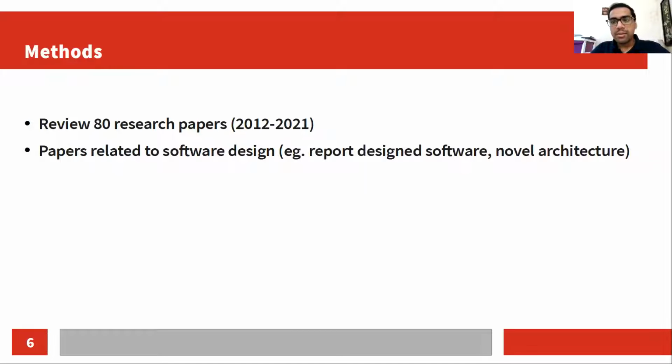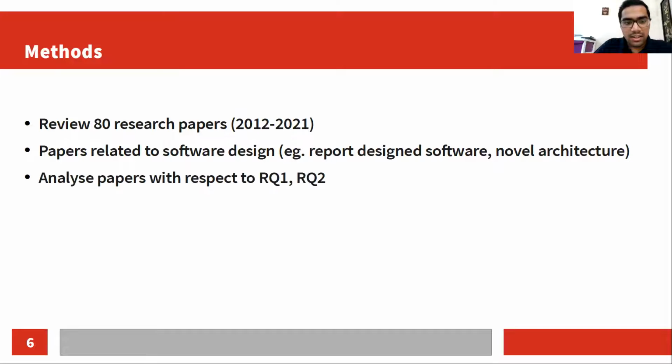The type of papers that I have selected are related to researchers reporting their newly designed software, or they have made a novel architecture. Anywhere where they're talking about software design, I have selected those papers. The exact search key that I have used to collect the papers, I have included in my report. And then I have finally analyzed these papers with respect to research question 1 and 2.